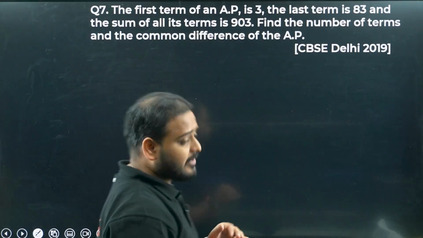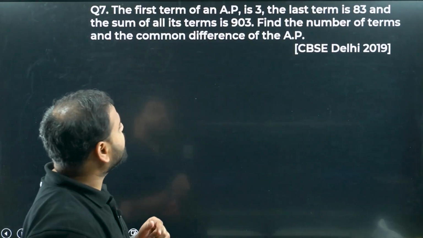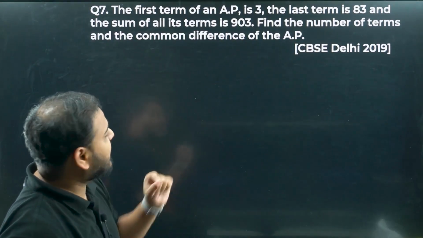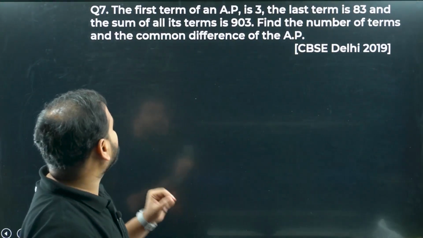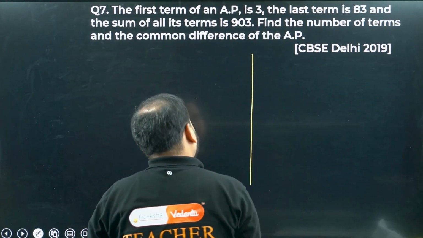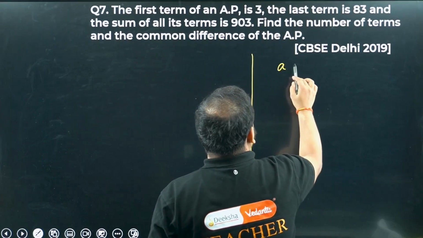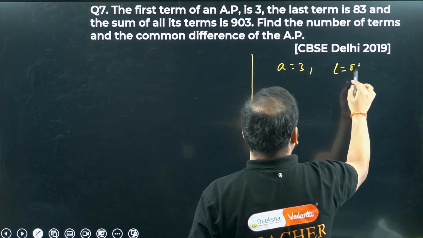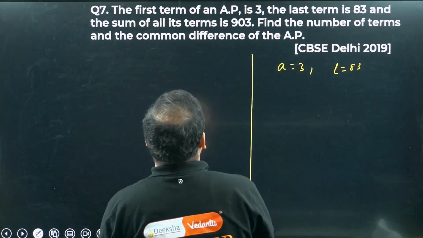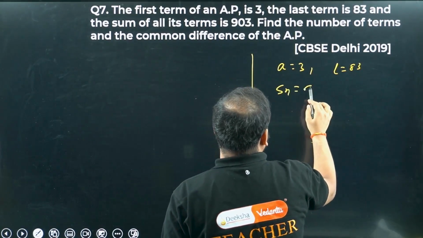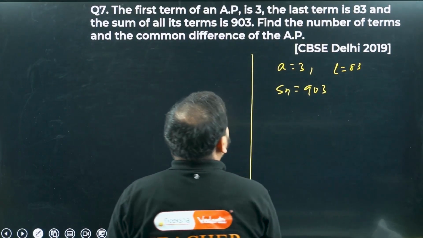Okay, so question number 7, sir. The first term of an AP is 3, the last term is 83, and the sum of all its terms is 903. Find the number of terms and the common difference of the AP. Let's write the information given. First term is 3. Last term means L is 83. Sum of its terms means Sn is 903. Find the number of terms, right?